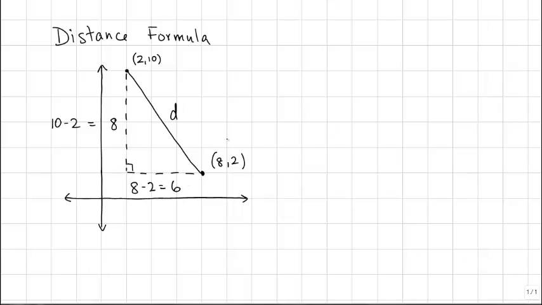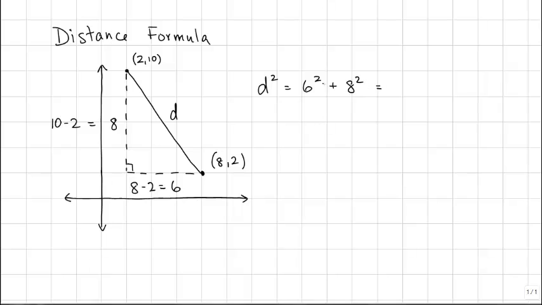So now we have a right triangle with legs of 6 and 8, and you probably recognize this by now as a Pythagorean triple, and it's an example of a 3, 4, 5 right triangle. So 3 times 2, 4 times 2, 5 times 2. So we know that D is going to be equal to 10. But if we didn't know that, we could use the Pythagorean theorem. We could say that the square of the hypotenuse is equal to the sum of the squares of the other two sides.